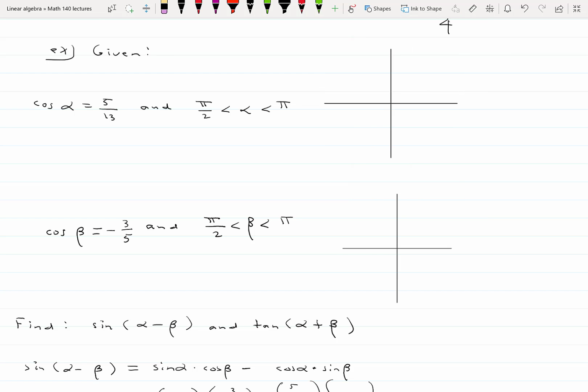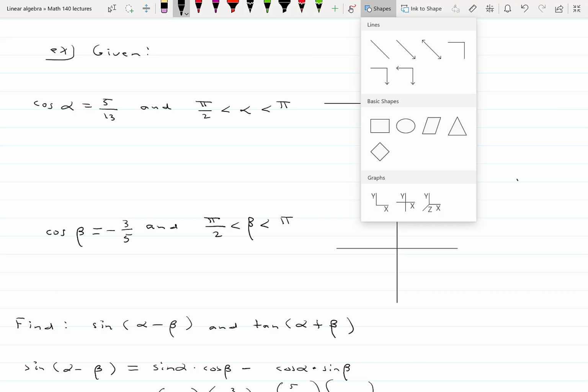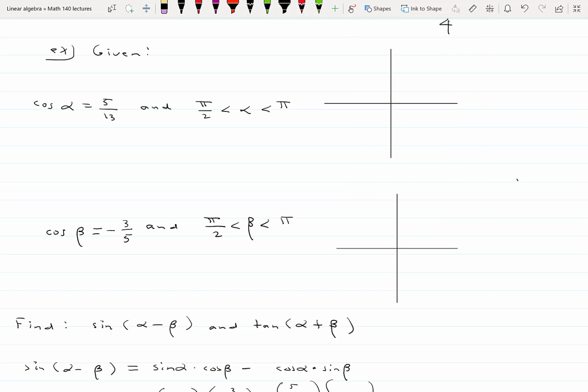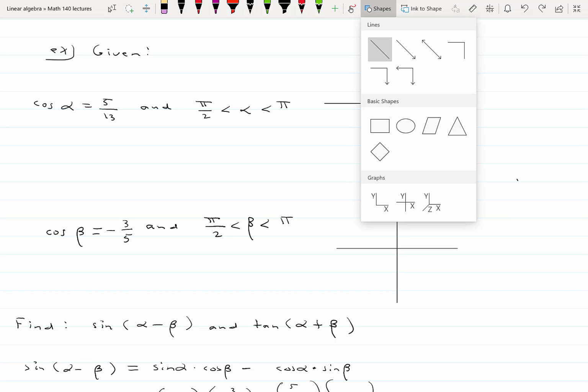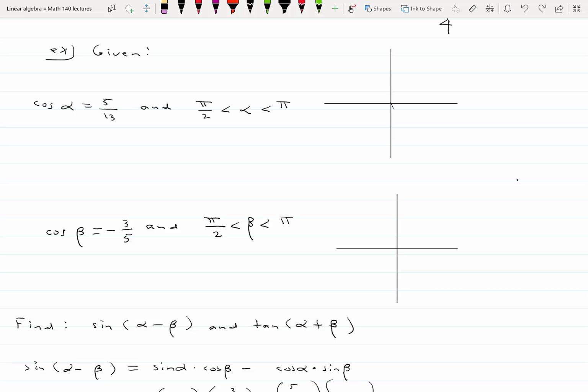There we are. The angle alpha is between pi over 2 and pi, and the cosine's 5/13. So I'm going to draw the angle alpha. I'm going to draw it better. Oops. Oh dear. Okay. Here. That's all right.